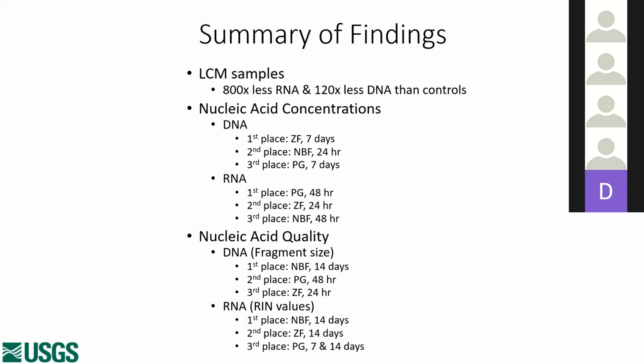For nucleic acid quality, however, the best quality definitely went to neutral buffered formalin for both DNA and RNA at 14 days. For DNA, second place went to PAXgene at 48 hours and third place to Z-Fix at 24 hours. And again, for RNA, second place went to Z-Fix at 14 days and third place went to PAXgene at 7 and 14 days. So the longer fixation times, I'm not really sure about why that's occurring. I would have thought it was 24 or 48 hours. But hey, the results are what they are.